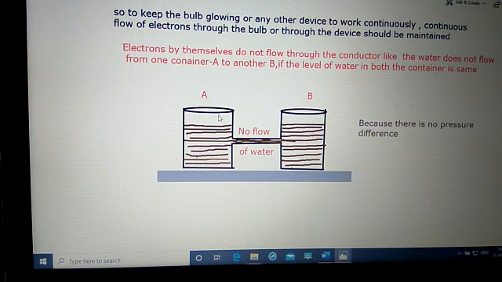So now water flows from the high pressure region, this is the high pressure region, to the low pressure region. So it flows. Water can flow from a high pressure region to a low pressure region. So if the pressure is the same, there is no flow of water. If there is a difference in pressure, water flows from the high pressure region to the low pressure region.